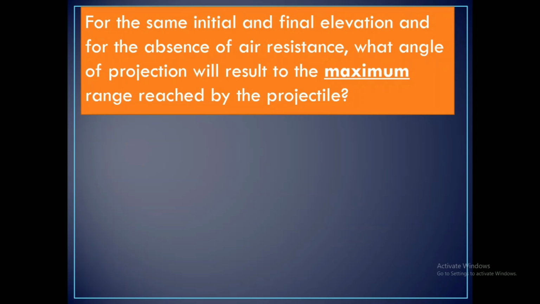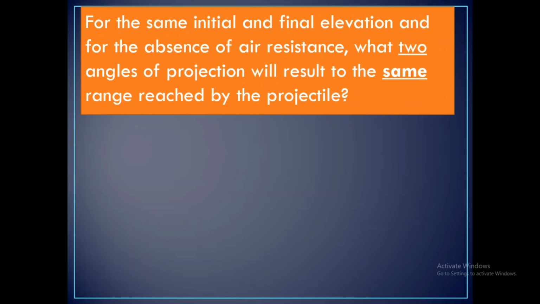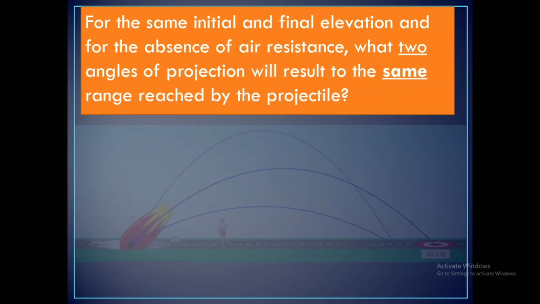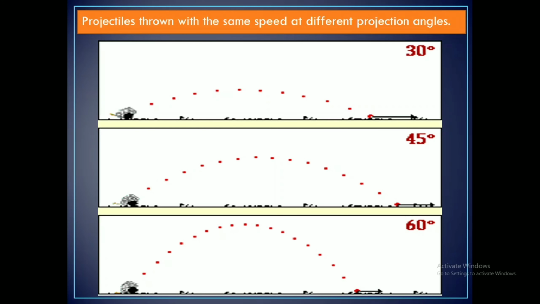For the same initial and final elevation, and in the absence of air resistance, what angle of projection will result in the maximum range reached by the projectile? The answer is 45 degrees. For the same initial and final elevation, and in the absence of air resistance, what two angles of projection will result in the same range reached by the projectile? The answers are 30 degrees and 60 degrees.